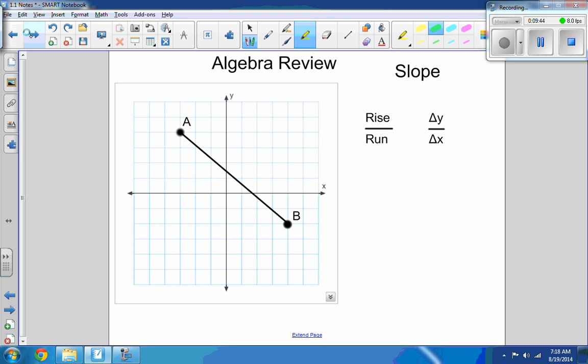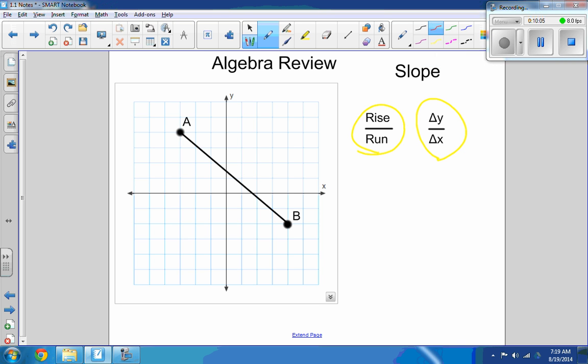Let's do some algebra review. So let's talk about slope. Remember, slope is your rise over run, which is your change in y over your change in x. Rise over run, change in y over change in x. So let's find the slope of this line here.